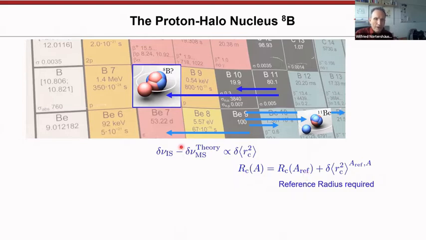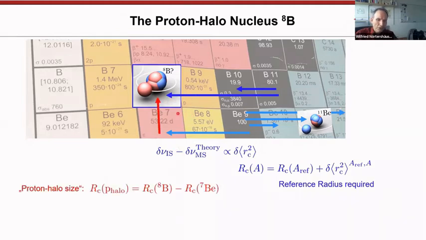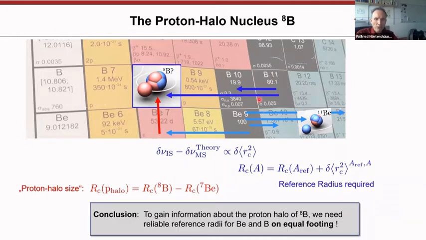Since we are dealing here with a proton halo, the proton halo size is actually determined by the difference in the charge radii between beryllium-7 and boron-8. This gives you the best knowledge on the proton halo. But then we need reliable reference radii in both chains, and they should be on the same footing. And I will tell you in the following how we have measured the difference in charge radii between the stable boron isotopes, and how we want to measure the absolute charge radii in these two chains.